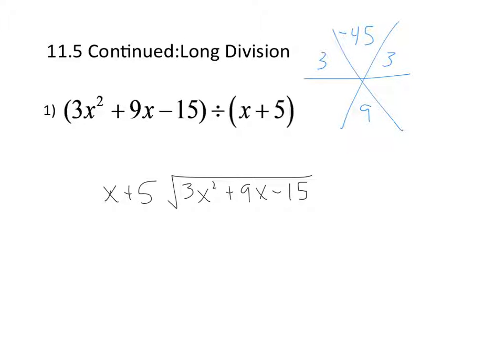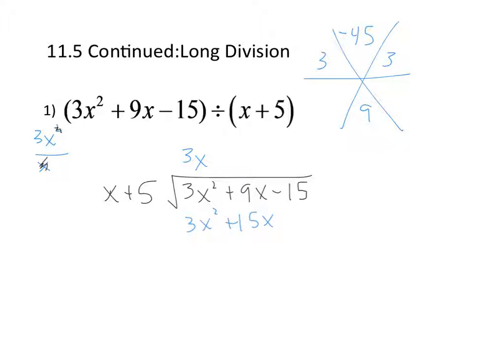And so here's how I'm going to start this process. I'm going to ask myself, how many times does x go into 3x squared? x goes into 3x squared 3x times. And if you didn't know that, you could take 3x squared and divide it by x, cancel out an x in the denominator with an x in the numerator, and get 3x. So 3x times x is 3x squared. I'll write that directly underneath the 3x squared. And then 3x times 5 gives me 15x.